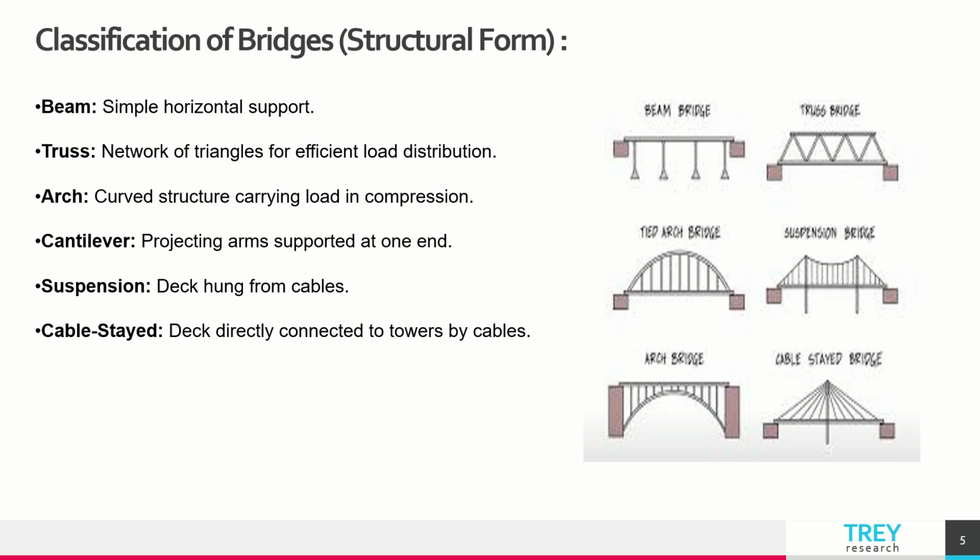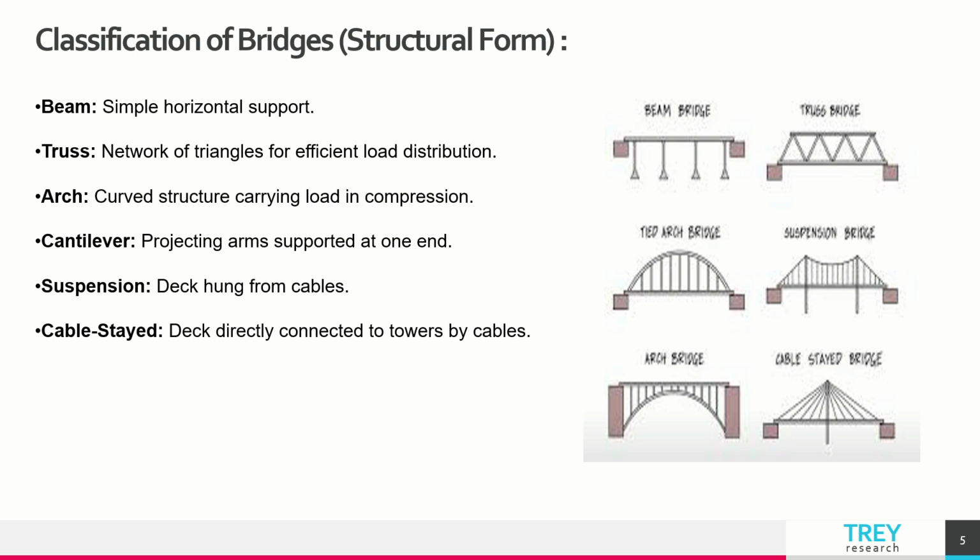Coming to the classification of bridges in structural form, as we can see in the images, I have mentioned six types of bridges: beam bridge, truss bridge, tied arc bridge, suspension bridge, arc bridge, and cable stayed bridge. These are the most important classifications of bridges in structural form.